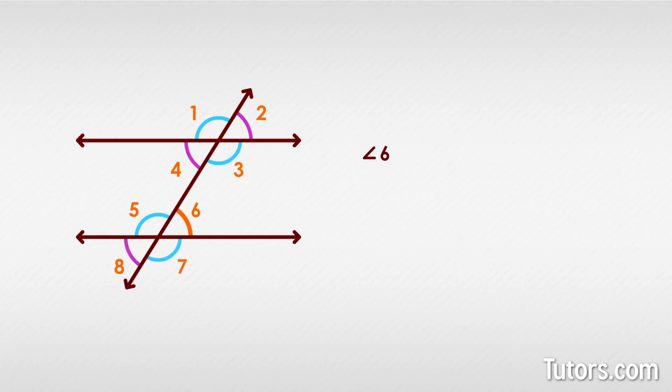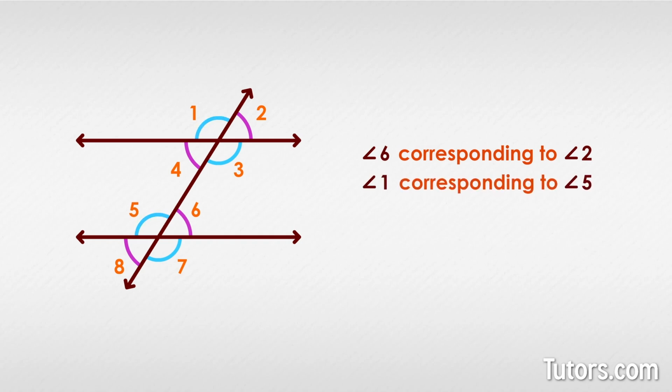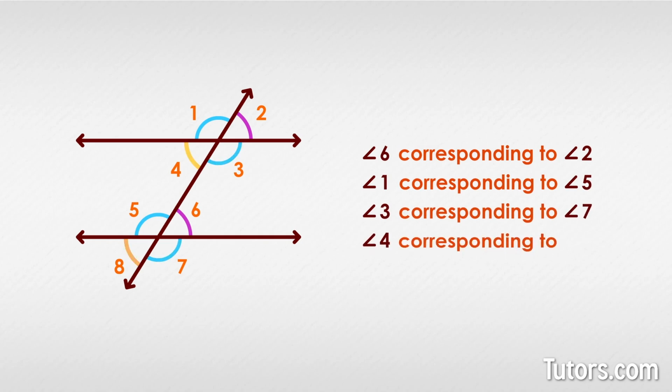Angle 6 is the angle that corresponds to angle 2. They are a pair of corresponding angles. Can you find all four corresponding pairs of angles? Here are the four pairs of corresponding angles.